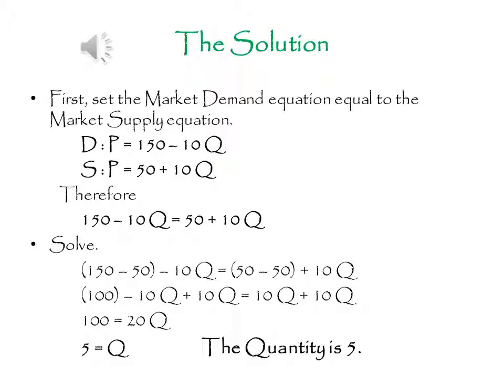First, set the market demand equation equal to the market supply equation. The demand equation is P equals 150 minus 10Q, and the supply is P equals 50 plus 10Q. So therefore, your equation is 150 minus 10Q equals 50 plus 10Q. You solve the equation by subtracting 50 from each side, and then adding 10Q to each side. This gives you 100 equals 20Q, and once you divide each side by 20, you get 5 equals Q. So therefore, the quantity is 5.